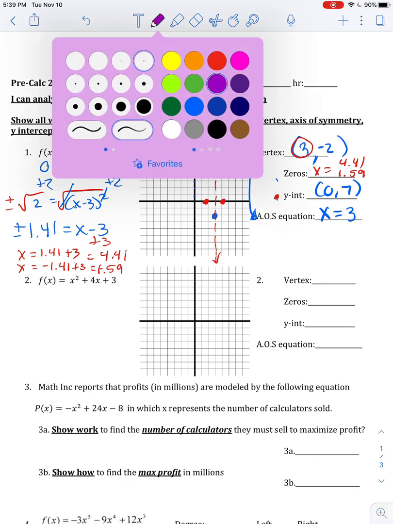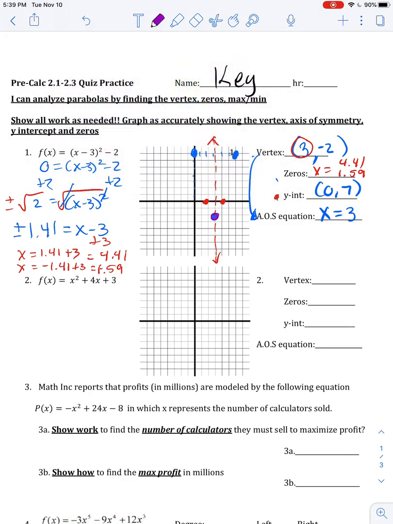So then I can connect those 5 key points. Keep in mind my 5 key points were my vertex, which I found by just looking at H and K. My y-intercept, which I found by plugging in 0 and its partner. And then my x-intercepts, which I found over here using the square root process. Then I can draw these in, and that is going to be my parabola.